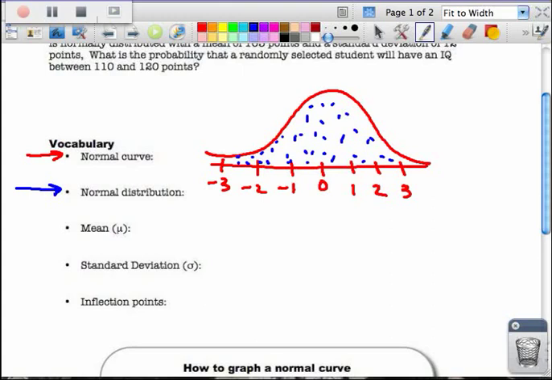So normal curve and normal distribution in a practical sense just means this picture. Okay, they both kind of mean this picture. So don't freak out about that phrase, it just means the curvy thing.